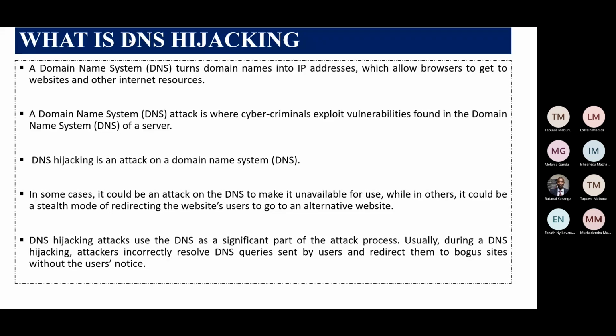So a domain name system hijacking is an attack where cyber criminals exploit vulnerabilities found in the domain system of a server. We found that in most instances, it's an attack on the DNS to make it unavailable for users. In such a case, users won't have visibility or access to whichever services are hosted on the servers. In other cases, it could be a stealth mode of redirecting users to an alternative website. So in short, DNS hijacking attacks use DNS as a significant part of the attack process.